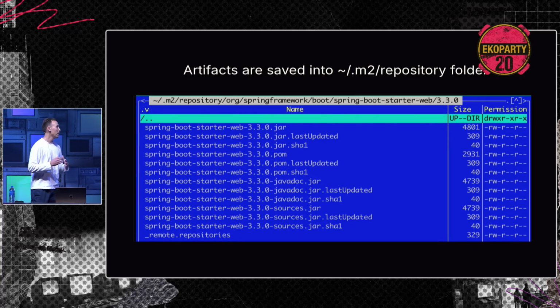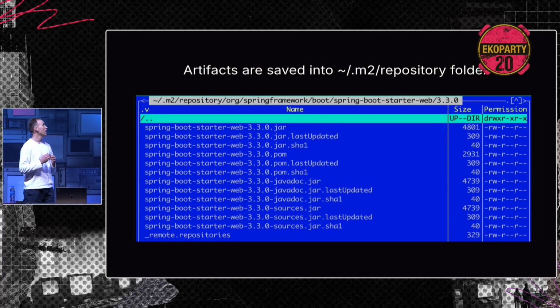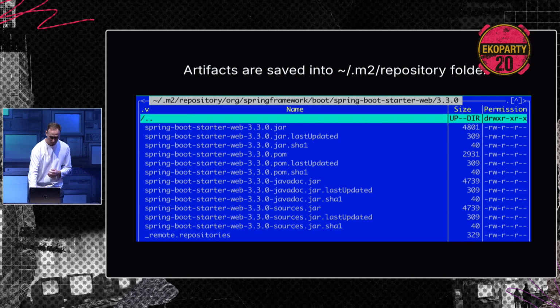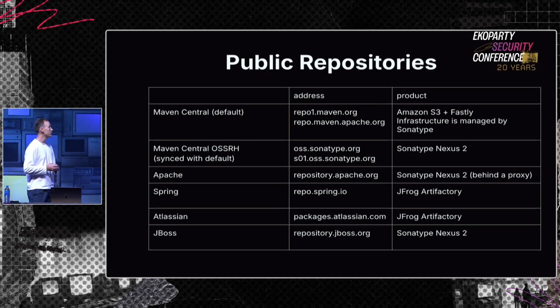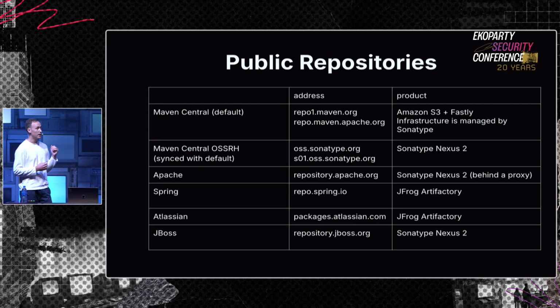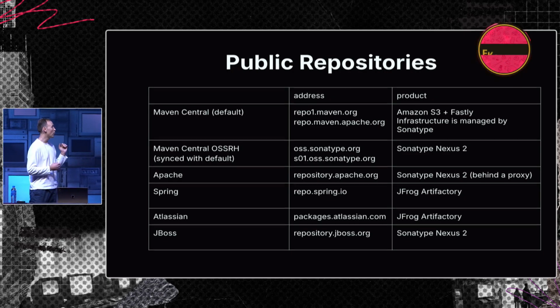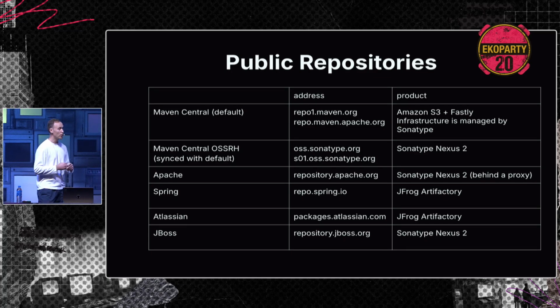Then Maven stores all the downloaded libraries in a special folder called .m2/repository, and they are shared across all local projects. There are a number of public repositories, and Maven Central is de facto the biggest of them, but there is also a special repository for Apache, Spring, Atlassian, and JBoss products, and they all publish their artifacts into their own repository instead.